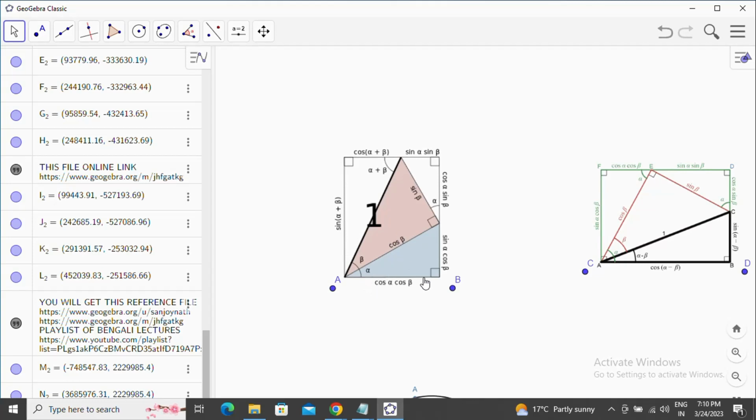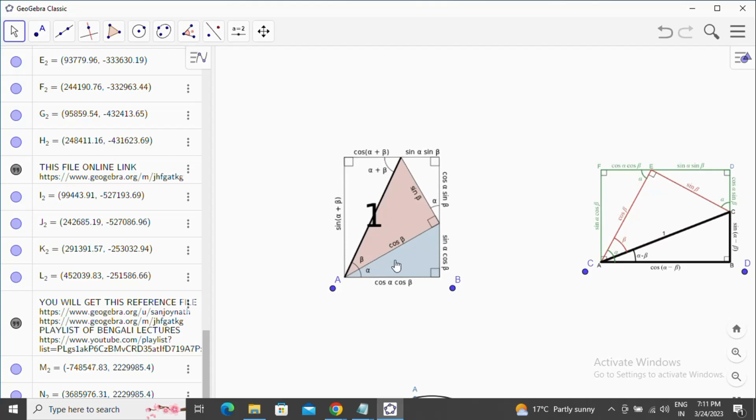In numerical value, cos alpha into cos beta and cos beta into cos alpha make no difference, but in geometry, if we write it in the wrong order, then its meaning is different. Similarly, this one is cos beta, so this one is cos beta into sin alpha. This is also written in the wrong way.